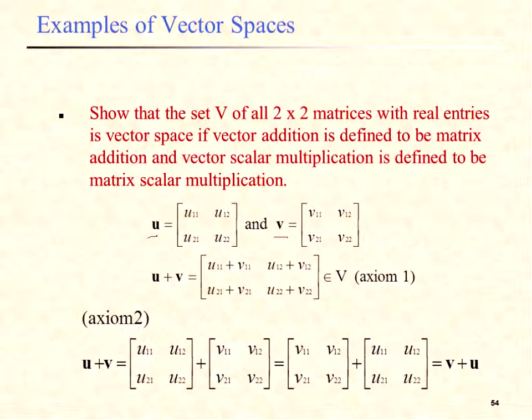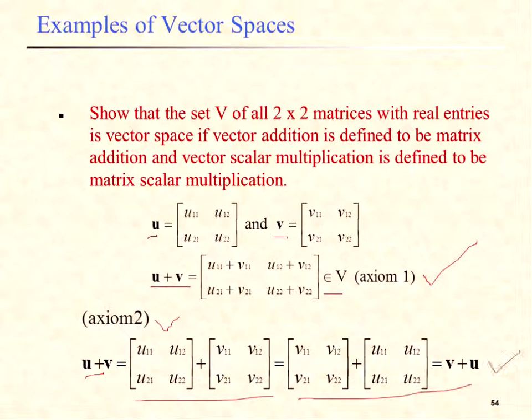Here there is a question: a 2 by 2 matrix is given, and we have to show whether it is a vector space or not. Two vectors are given, u and v. So we have to show all the 10 axioms, all the 10 points, one by one. Point number 1, is it closed under addition? Yes, it is closed. It belongs to the vector space.